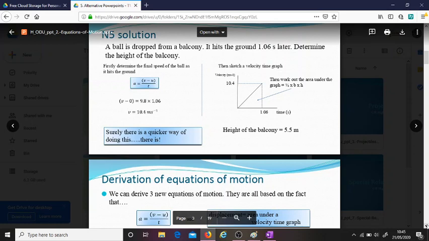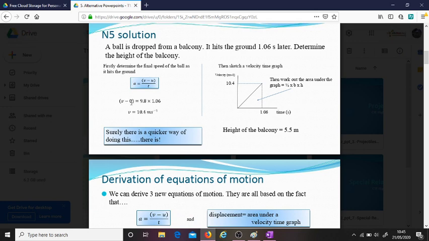So if we rearrange to make v the subject, we've got v minus u. Now u is 0 because initially it's stationary, so the guy's holding it and then he drops it. So the initial speed is 0. So v equals the acceleration, 9.8, times 1.06, which we get from the question. That gives us a final velocity of 10.4 meters per second. However, we still don't have the height, and that's what we need to find out.